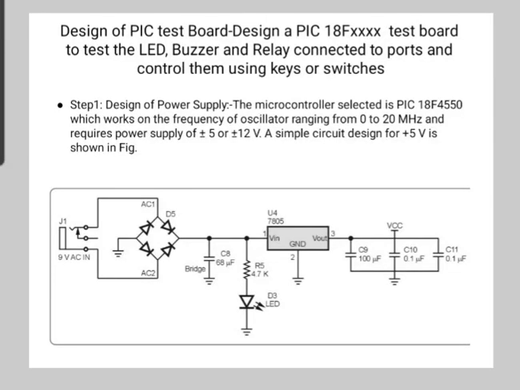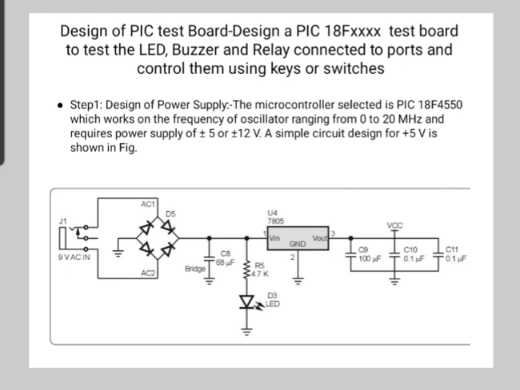Good afternoon. So, the PIC test board design. Design a PIC 18F test board to test the LED, buzzer and relay, which are connected to ports, and control them using keys or switches.